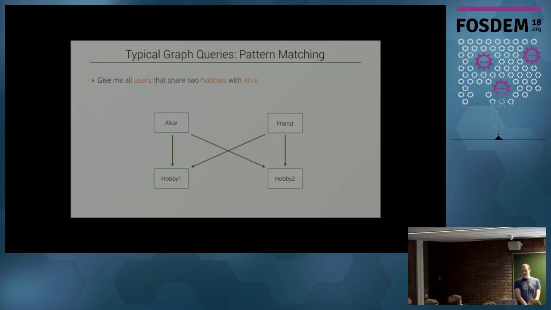But the most typical one is the so-called pattern matching. Pattern matching is you have a huge data set, which is your graph, and you define a subgraph, your pattern. Say, give me all the users that share two hobbies with Alice. The pattern would be: we have Alice, we have a relation to one hobby. Alice needs another relation to another hobby, which is not the same. And then we need another vertex, which is a friend, having a relation to both of these hobbies. That would be the pattern. And the database should then find all the friends of Alice that have two hobbies in common.